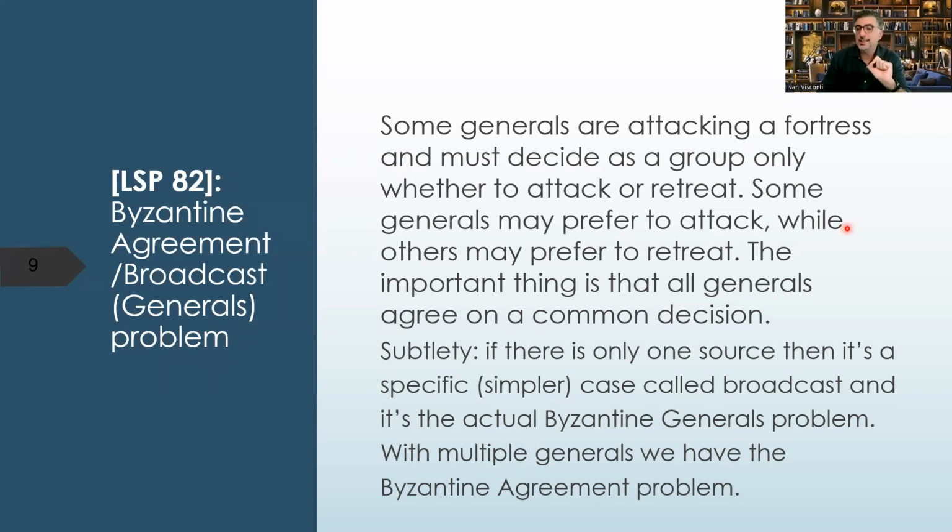And if there is only a single general that is proposing the decision for everybody, then this is called the Byzantine broadcast problem. And this is actually how the Byzantine generals problem was defined. That is just one source, one general that at some point will want to communicate to everyone else the decision. And to communicate this decision to everyone else, there is a problem because there can be traitors along the way, and therefore some of the destinations, some of the generals will receive the message attack, others might receive the message retreat.